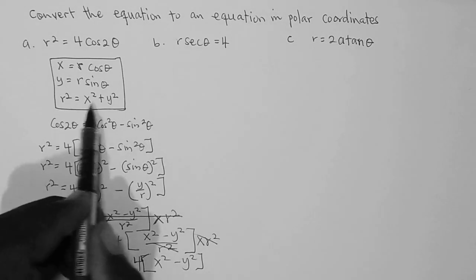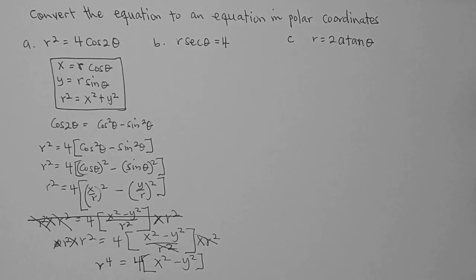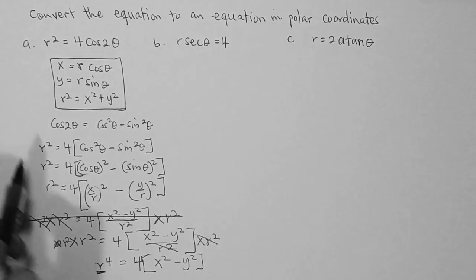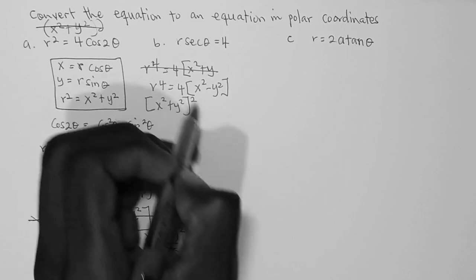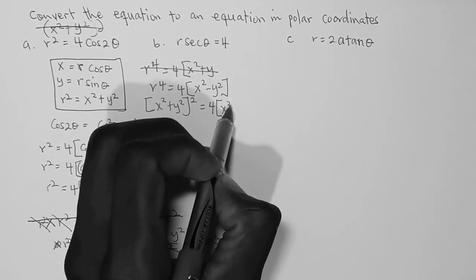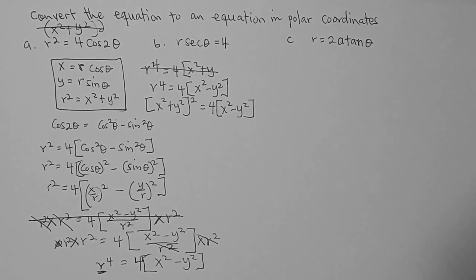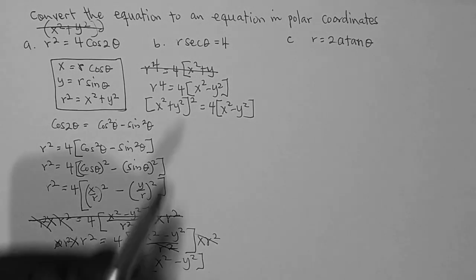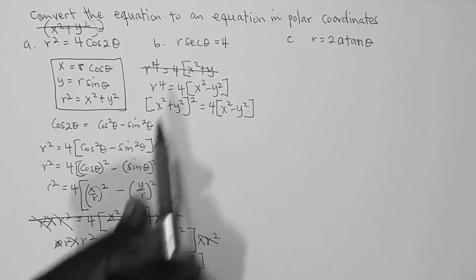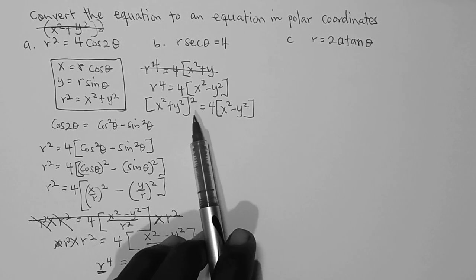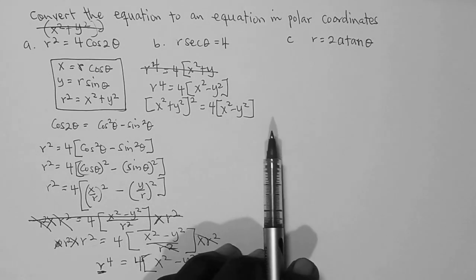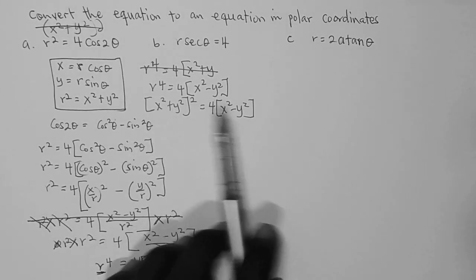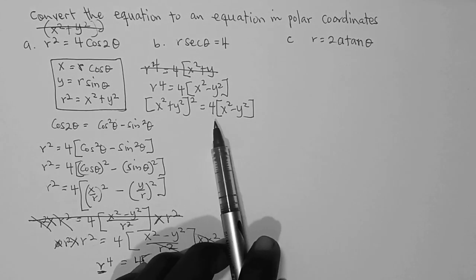But remember that r squared is equal to x squared plus y squared. So we are going to replace this by x squared plus y squared. So the final equation becomes (x squared plus y squared) all squared is equal to 4 times (x squared minus y squared). So this is the equation. Now these two equations are very important, and I will later do a video on conic sections where we will talk about the parabola and then the hyperbola. That is where we will understand the meaning of this type of equations.